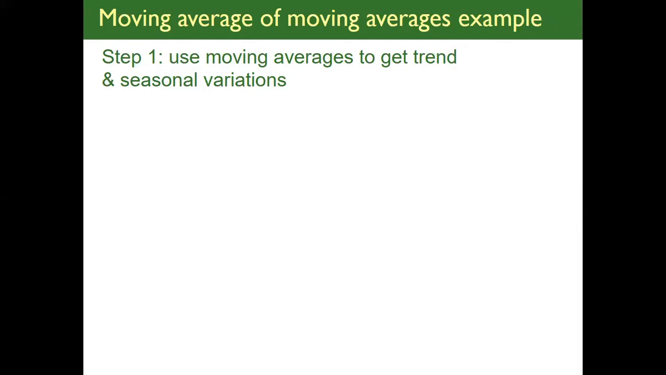Step 1 is use moving averages to get trend and seasonal variations. So you've got periods and you've got sales. Here you have a 4 period moving average, which means that we will have to do 2 steps, moving average of moving average. And then we'll find out the centered moving average, like the moving average of moving average, and that will be called our trend. Actually, your moving average or centered moving average is your trend line.